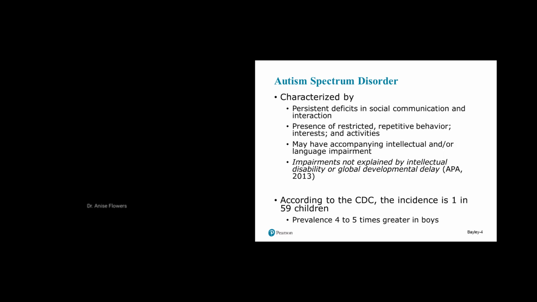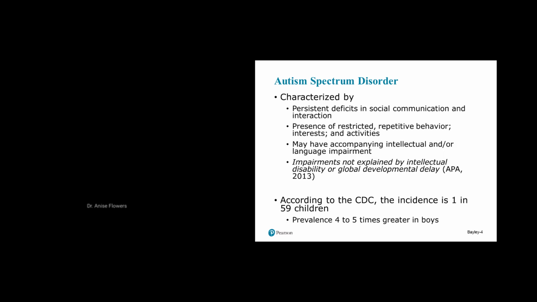There's often also deficits in nonverbal communicative behaviors that we use for social interaction, like poorly integrated verbal and nonverbal communication, abnormalities in eye contact and body language, or deficits in understanding and use of gestures. Sometimes you might see a lack of facial expressions and nonverbal communication. There could also be deficits in developing and maintaining relationships, such as how you adjust behavior to suit various social contexts, sharing in imaginative play and making friends, or an absence of interest in peers.